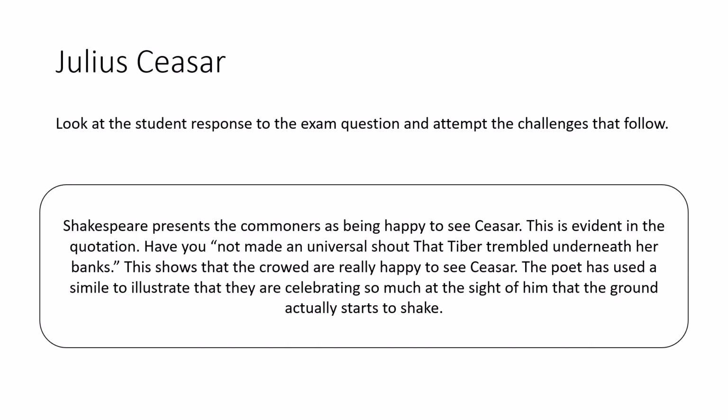Shakespeare presents the commoners as being happy to see Caesar. This is evident in the quotation, "Have you not made an universal shout that Tiber trembled underneath her banks?" This shows that the crowd are really happy to see Caesar. The poet has used a simile to illustrate they're celebrating so much at the sight of him that the ground actually starts to shake.